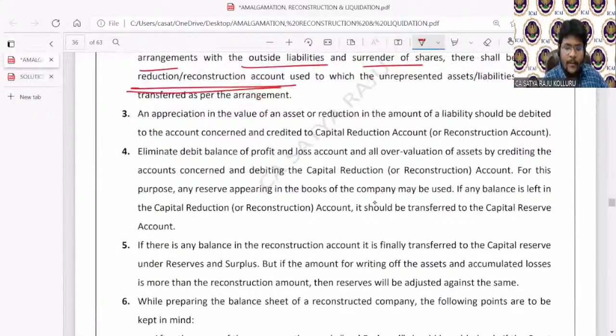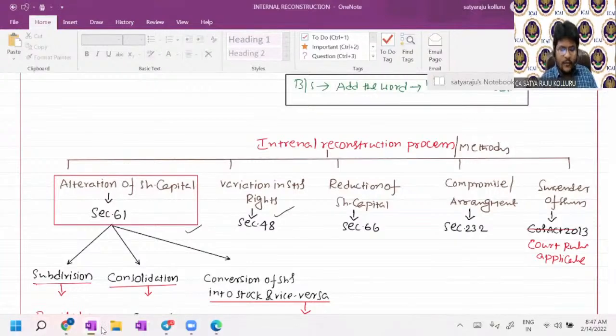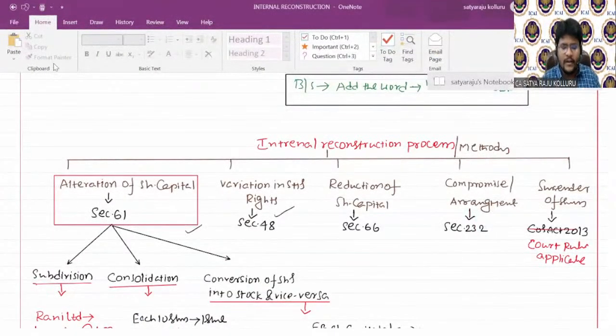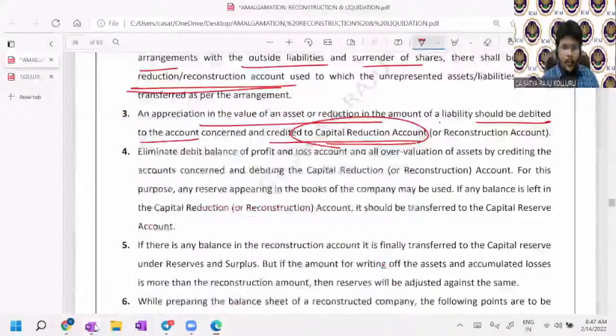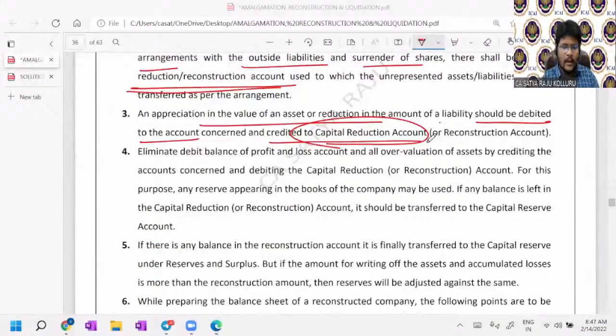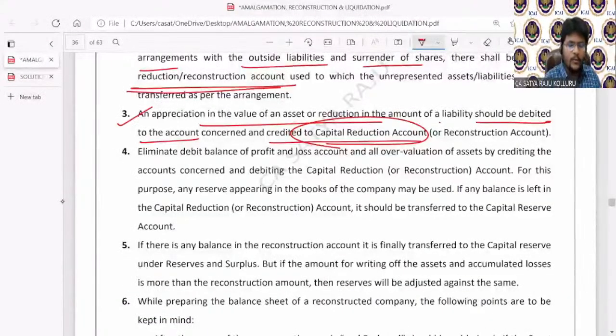Next, an appreciation in the value of assets or a reduction in the amount of liability should be debited to the concerned account and credited to the capital reduction account. We already drafted a diagrammatic representation in case of revaluation of assets and liabilities: upward revaluation of asset, downward revaluation of asset, upward revaluation of liability, downward revaluation of liability. All such things we discussed. So for such a point, he is discussing point number 3.